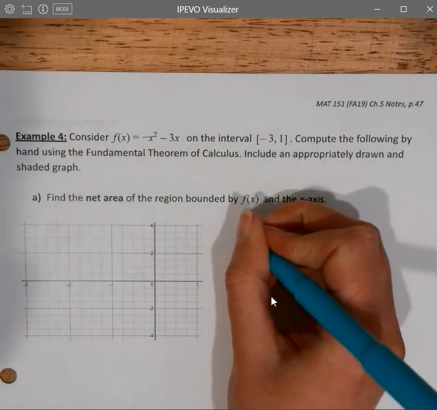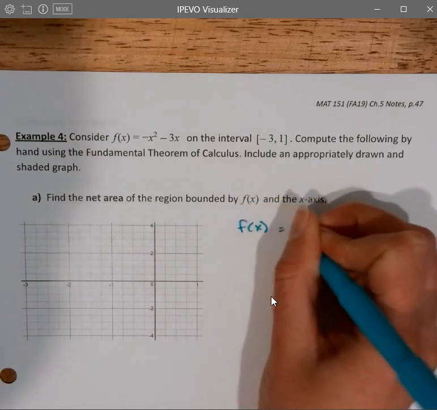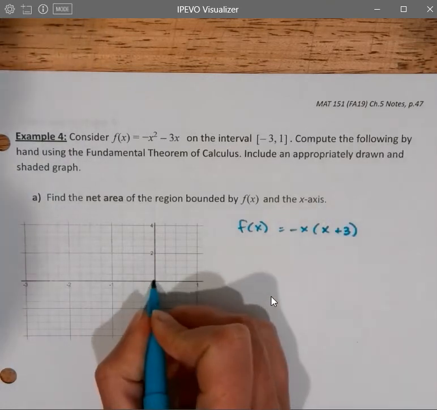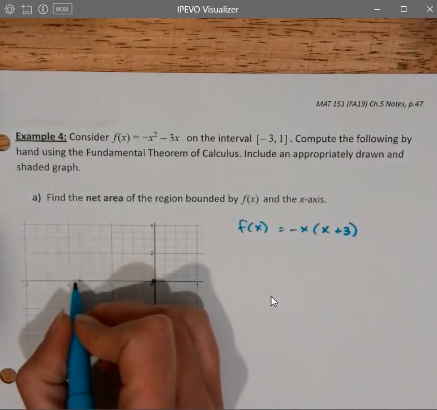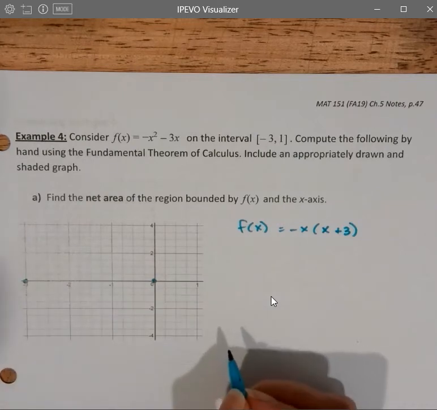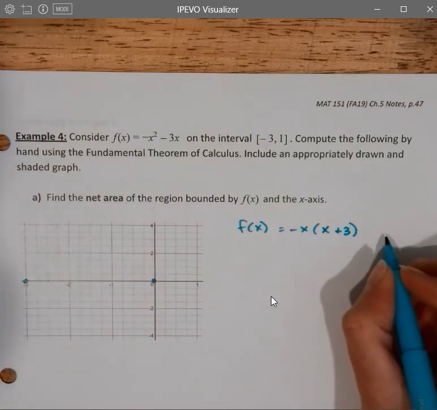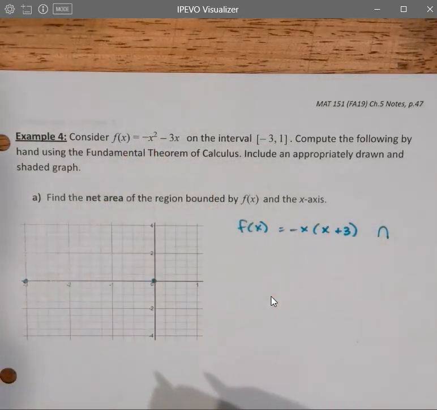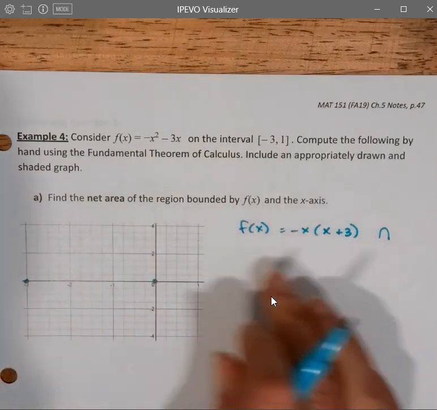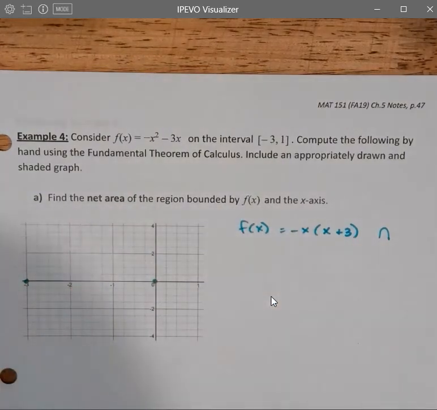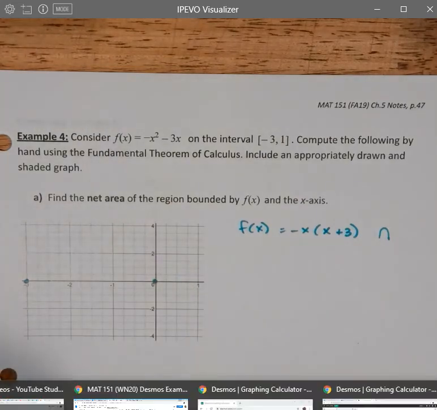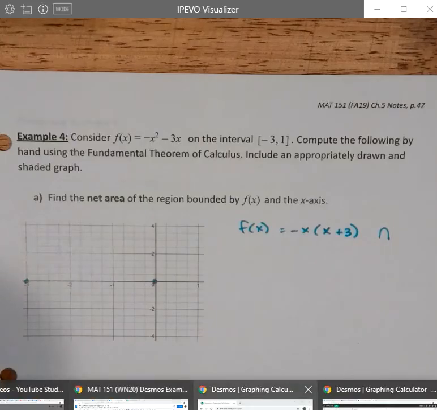So the first thing to consider is that our function f of x is -x times x plus 3. And so that means that it goes through 0 and it goes through -3, and it is a parabola that faces downward, because of the negative coefficient. I can just draw something right there, or if I wanted to, I could find out the vertex is going to be at -1.5. So if I wanted to plug -1.5 in to find out what the y value was, just to make my parabola a little prettier, I'll graph it.